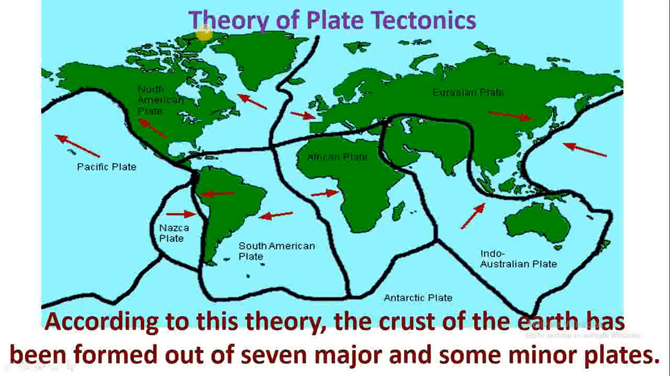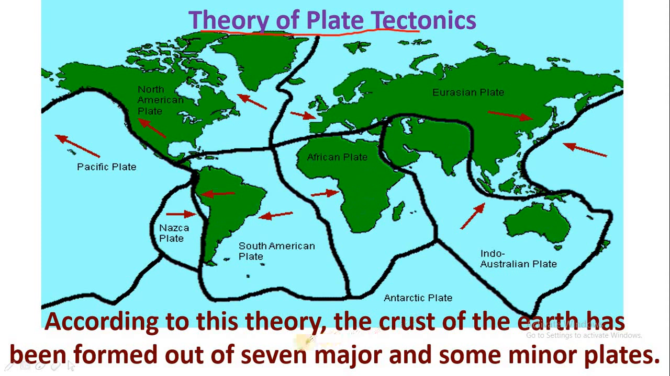So firstly we should study about tectonic plate theory. So we are calling it plate tectonic theory. According to this theory, as for your information, the earth has been formed of three layers. The top layer is the crust, then the middle layer is the mantle, and the lower layer, the central layer of the earth, is the core.